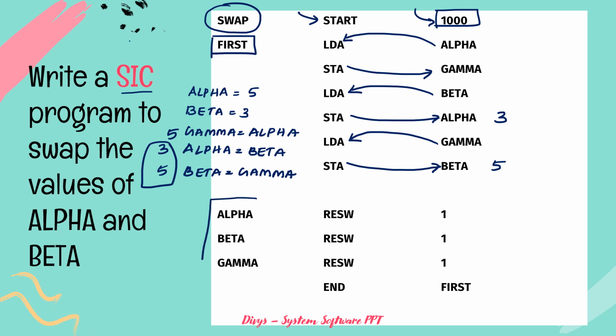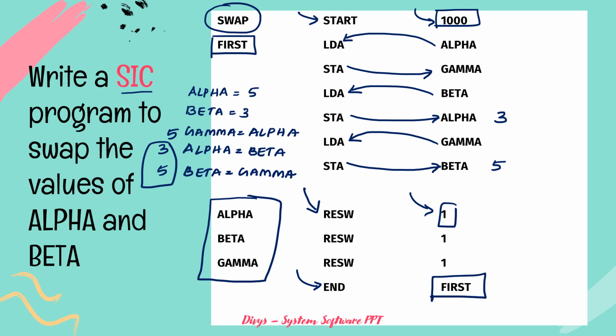Now alpha, beta and gamma, they are memory locations. So we have to use the assembler directive reserve word because we need to store integers and we have to store one value each. So that is why 1 here. And at the end of the program, we need to indicate it with the end assembler directive and we can optionally give the label for the first executable statement. That is, here we have used first. So here also we will be using first. So that is the program.